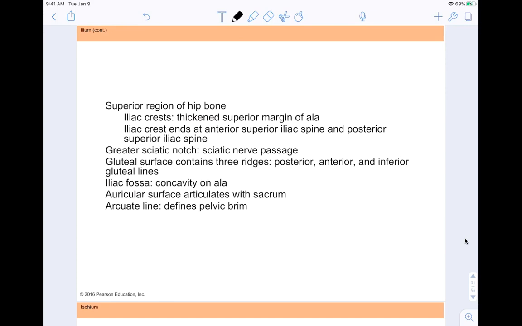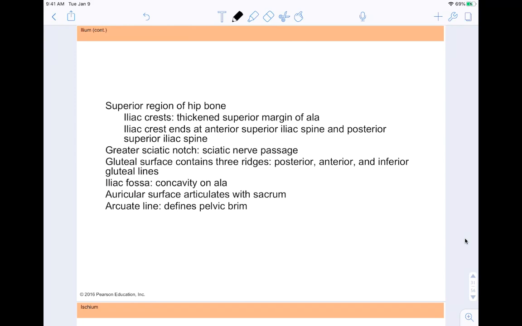You also have the greater sciatic notch, which is going to allow passage of the sciatic nerve. And you might hear about the sciatic nerve getting pinched with pregnant women a lot, because think about where a baby is. It's going to be sitting somewhere between these pelvic bones, right, within your coxal bones.